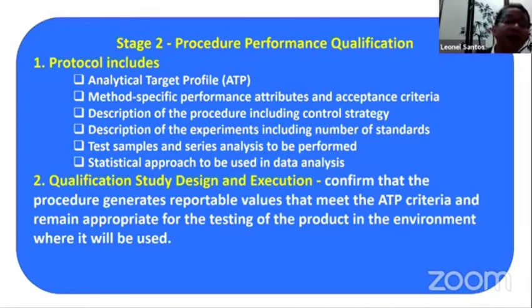This is followed by the qualification study design and execution. This step confirms that the procedure generates the reportable value that meets the ATP criteria and that it remains appropriate for the testing of the product in the environment that it will be used. So remember, the environment is actually the method and the sample. And then finally, the third element in stage two is to write a final report.